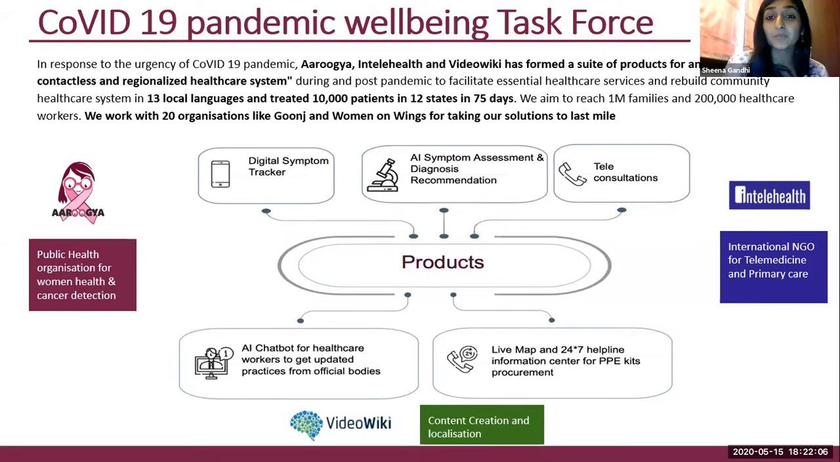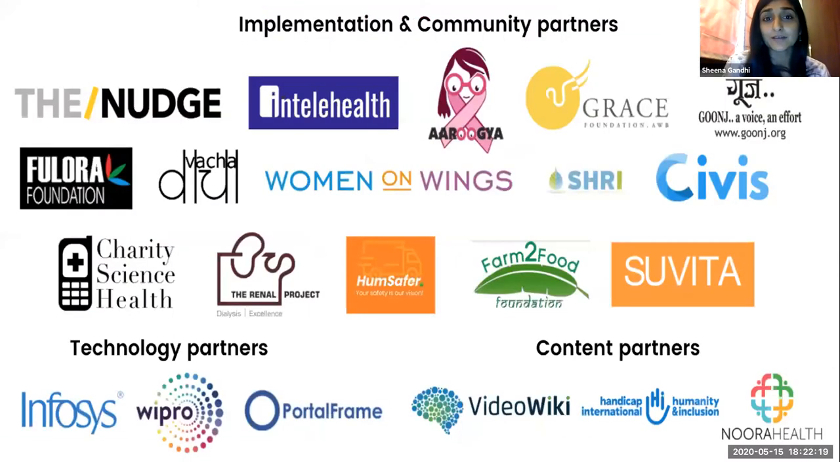At the moment, they work with 20 organizations like Goonj, Women on Wings, to make sure that the last mile delivery actually happens. And these are some of the implementation and community partners that they're working with currently. Dr. Priyali is there, so if we have any questions, we can ask her.